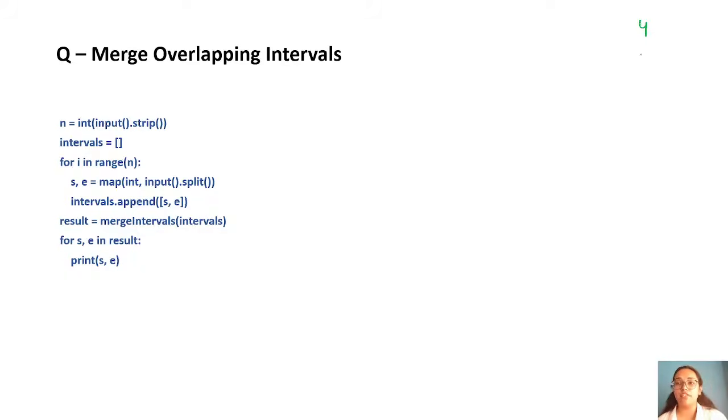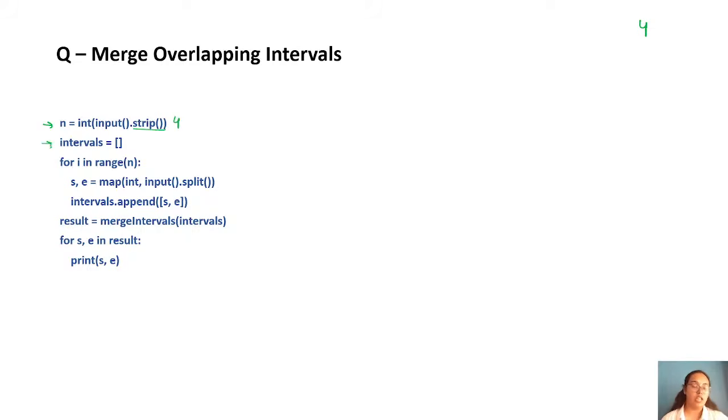You had 4 as the first input, that is the size of the array, right? So n is equal to int of input. Again, strip is optional. If you want to keep it, you can, else you can write n is equal to int input. That's it. So 4 will be stored in here.